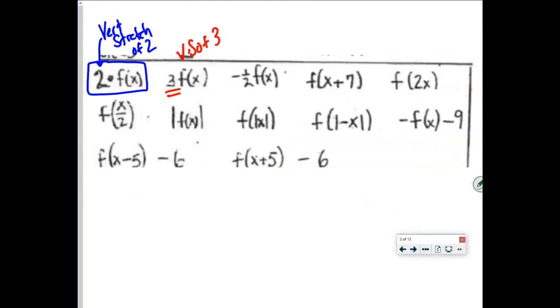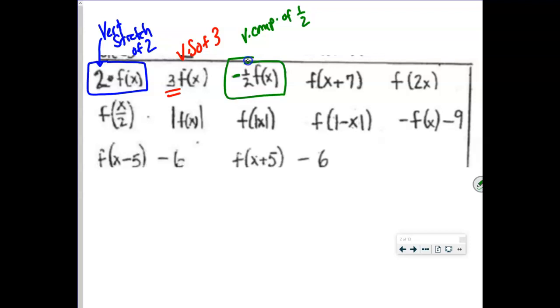Let's talk about this next one. There are 2 transformations applied to this. Oh my goodness, Cheyenne, can you tell me what 2 transformations are there? A vertical, you can call it a stretch. Can we call it a compression, though? Compression of half. What else? When I throw a negative in front of it like that?